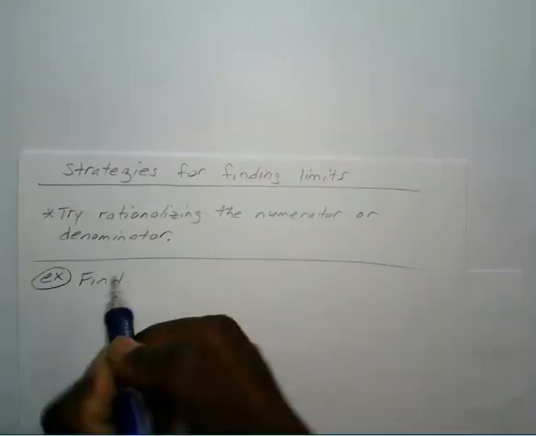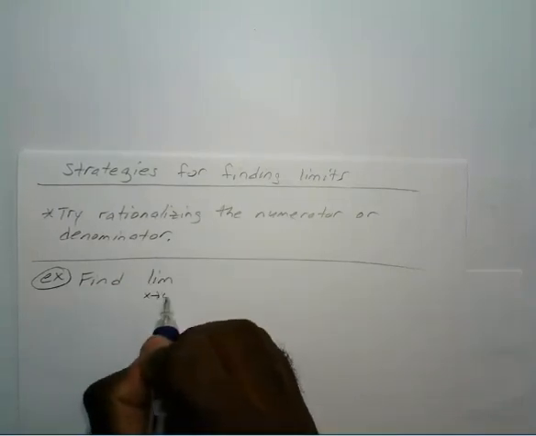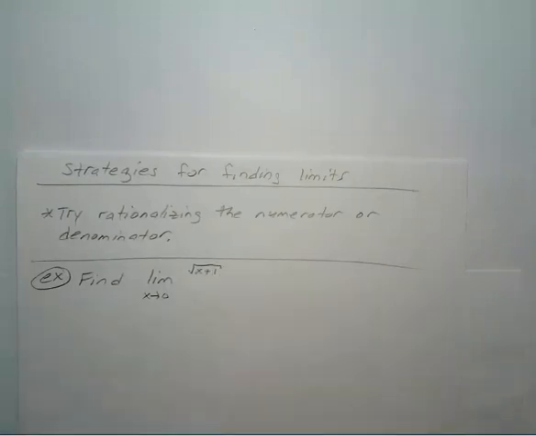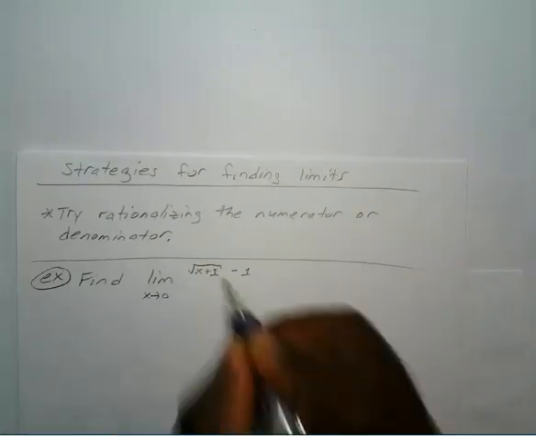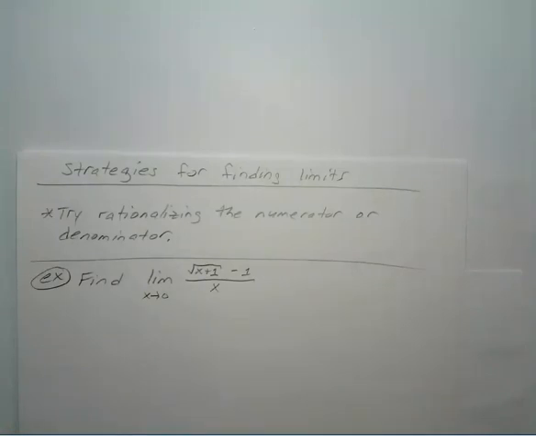What if we wanted to find the limit as x approaches 0 of square root of x plus 1 minus 1 over x? We can see here that we can't plug in 0, because you have square root of 0 plus 1, which is just square root of 1, so 1 minus 1 is 0 over 0. 0 over 0 is indeterminate. We can't do anything with that one.